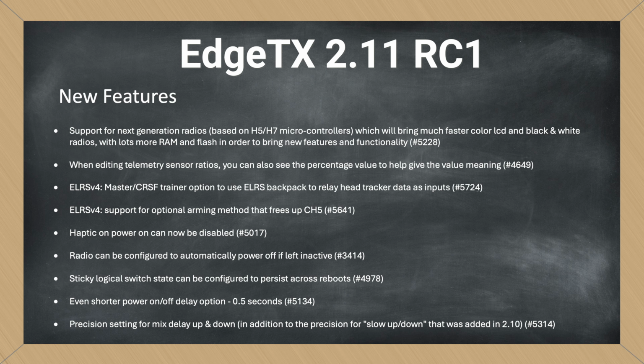And then finally, the precision setting for mix delay up and down, in addition to precision for slow up and down, was added in 2.10. And I'll show that to you as well. So let's see. There are a couple of others related to the color LCD I didn't have a slide for, but I'm going to go ahead and cover those as well. We'll do that in the radio because I can show you those things. Okay, so this is the big list. I thought it was kind of interesting.